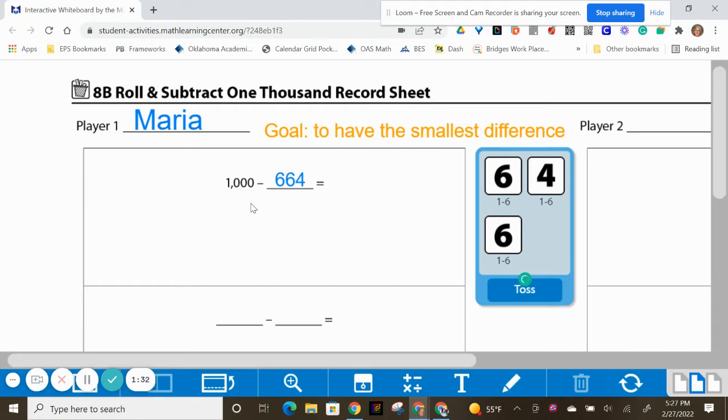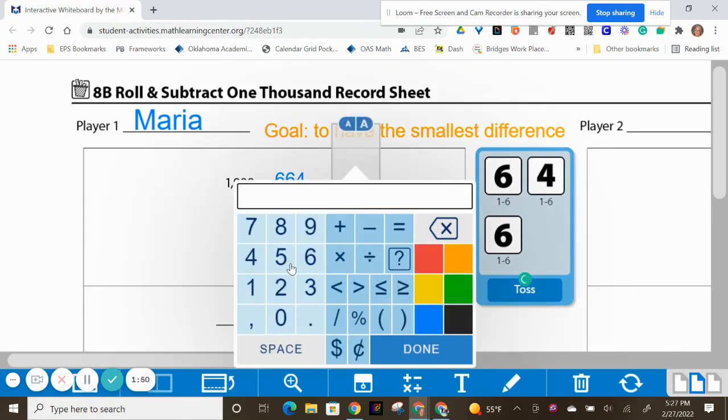I've learned how to use a number line. I could use base 10 pieces. I could make a labeled sketch. I could use partial differences or any of those great strategies that you've studied this year. So I know that this answer is 336. So I'm going to go ahead and put it in there.